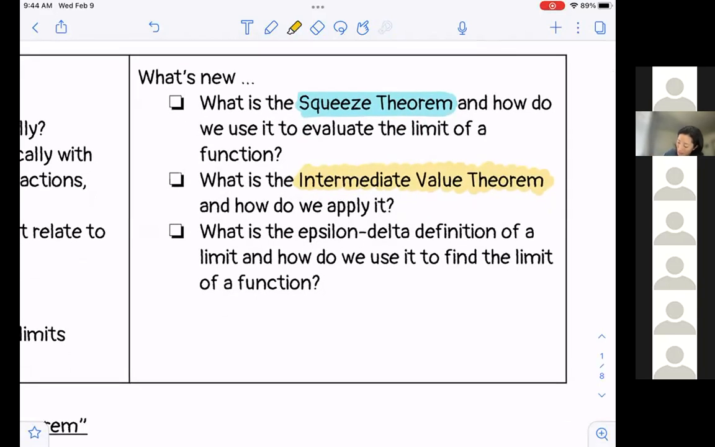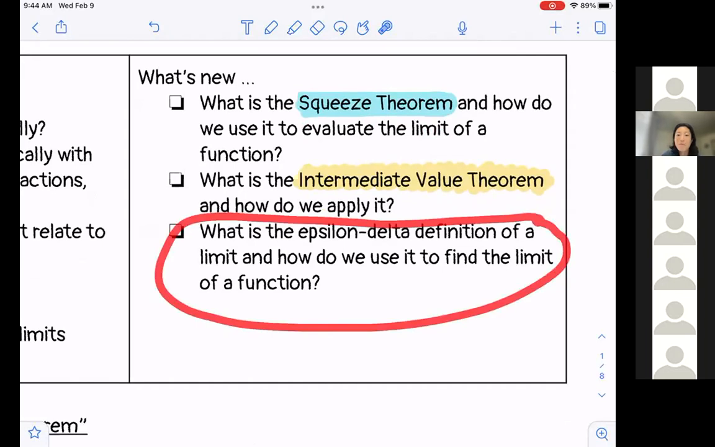The last thing here is maybe one of the most important questions to a mathematician. What is the epsilon delta definition of a limit? And how do we use it to find the limit of a function?